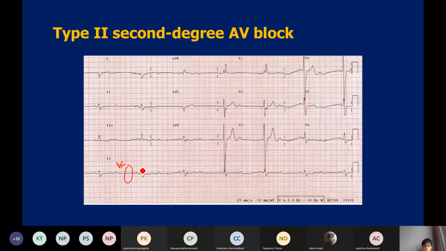But this one, there is a P wave and QRS. So the type 2 second degree AV block is that the impulse could conduct to the ventricle in the beats before, and after that, in one beat, the impulse spontaneously cannot conduct into the ventricle.